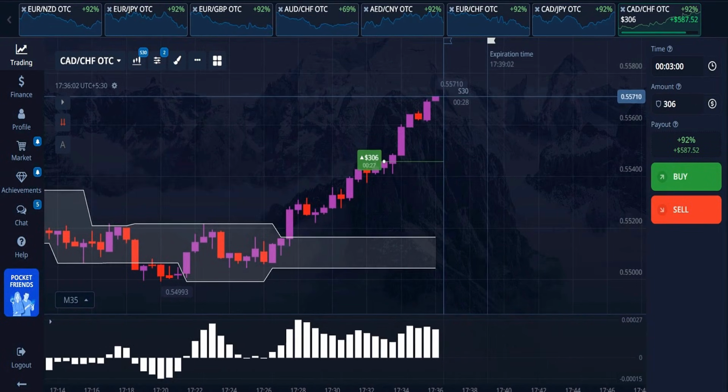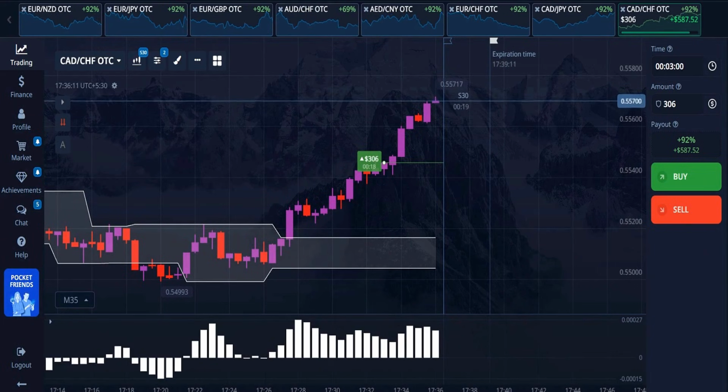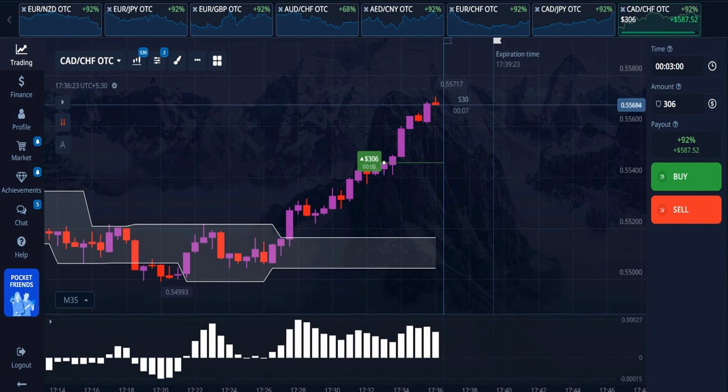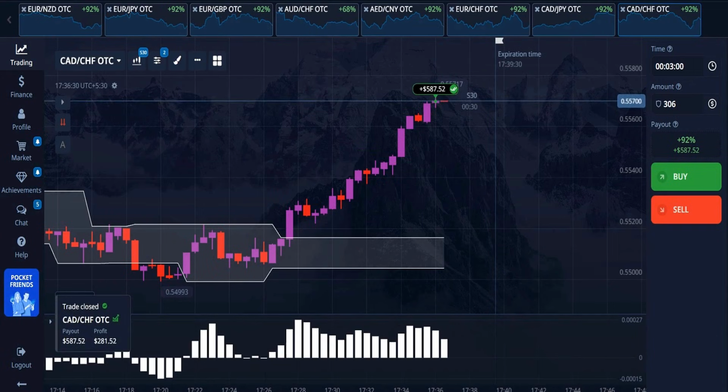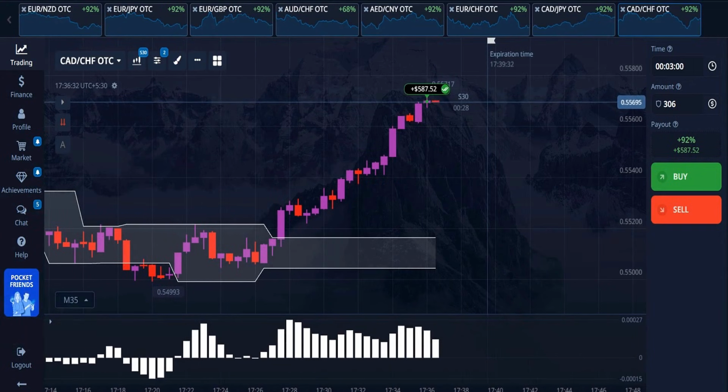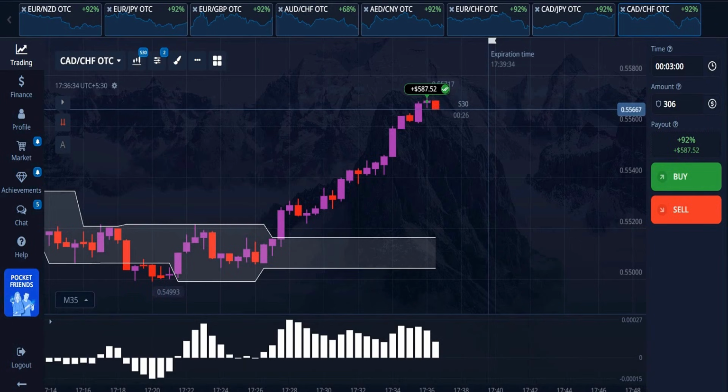Alright, the trade is about to close. Let's see how it ends. Fingers crossed. We have won this trade. That's the power of a simple strategy combined with the right timing and indicator confirmation.